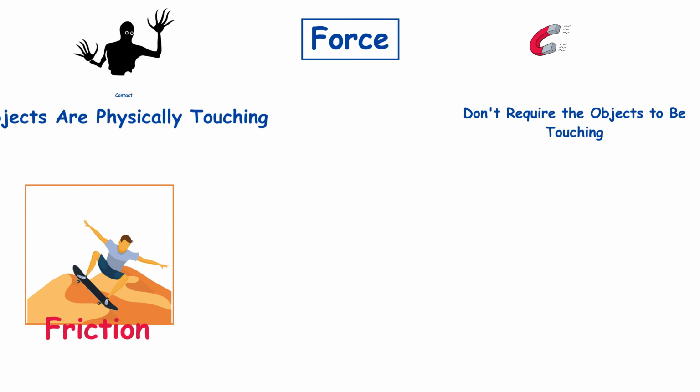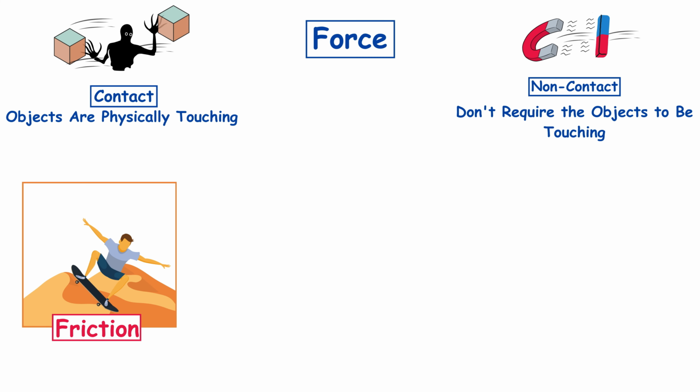Now, all the different kinds of forces we encounter can be sorted into two main categories, which are contact forces and non-contact forces. The essential difference between the two lies in whether or not the objects involved are physically touching each other. Contact forces only occur when the two interacting objects are in direct contact with each other.